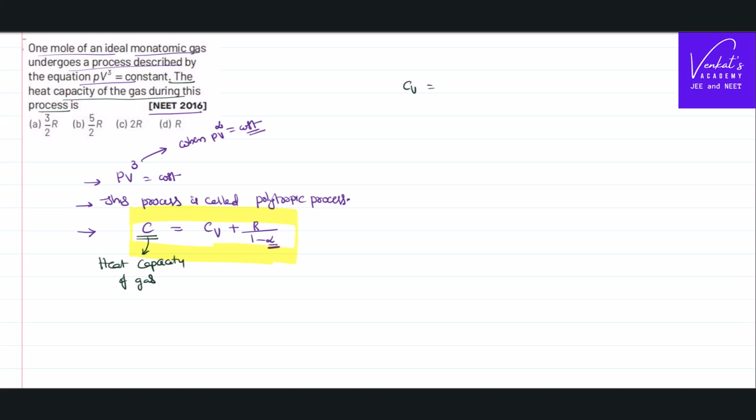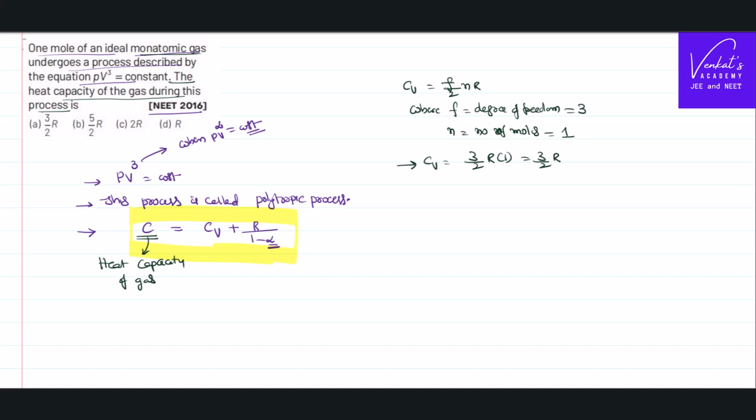Cv equal to, we have a formula, f by 2 times of nR, where f is the degree of freedom, and n is the number of moles. It is given that the number of moles equal to 1. Being a monoatomic gas, degree of freedom is 3. It can have only a translatory motion. It can move along x-axis, y-axis and z-axis. Hence, degrees of freedom is 3. So I can say the Cv value is 3 by 2 times of R into n equal to 1. That is 3 by 2 times of R.